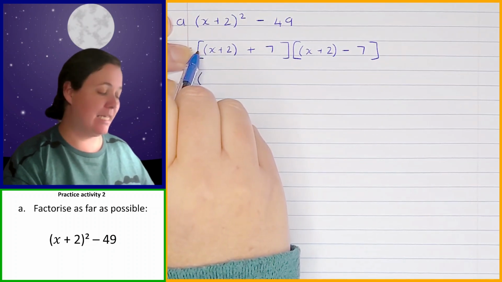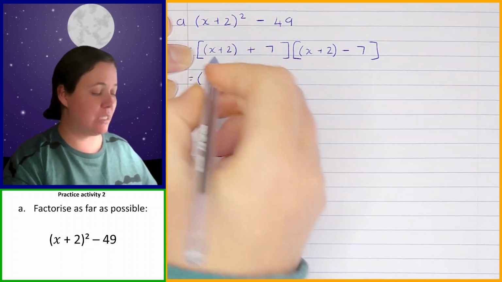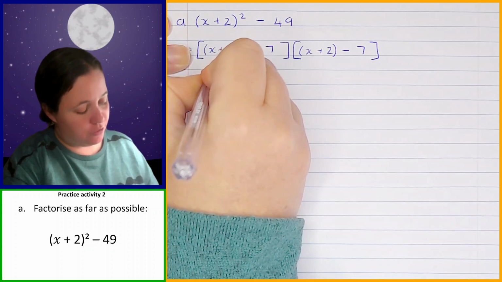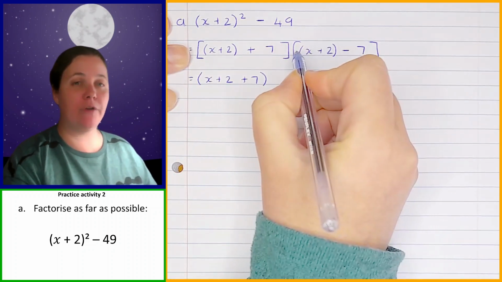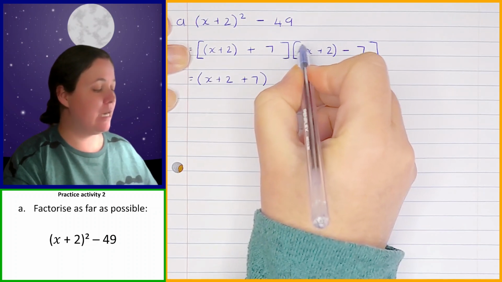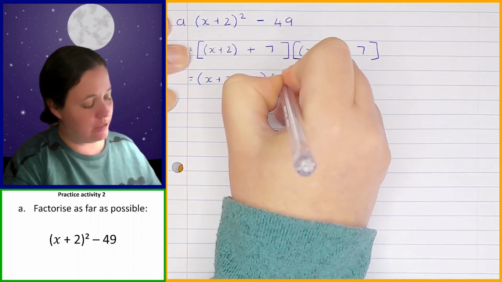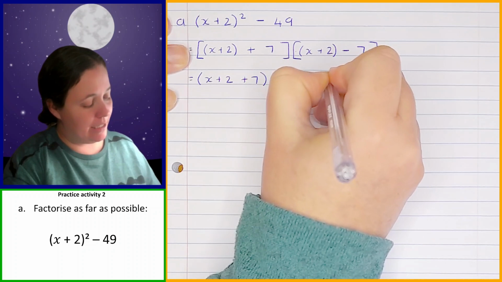In front here, it's just 1. If I multiply that out, the x + 2 isn't going to change, plus 7. And then the same thing over here. Because there's nothing in front of it, I can just drop the brackets and nothing changes: x + 2 minus 7.